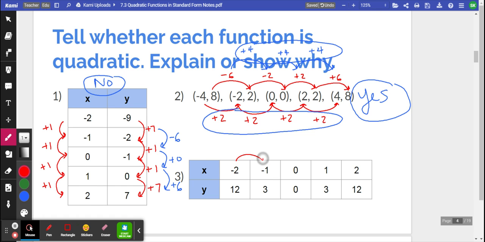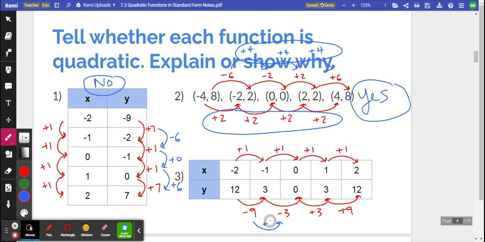For number 3, all right, the x values are going up at a constant rate of 1 every time. And then for the y values, what do I see? 12 to 3 is minus 9. Then it's minus 3, then plus 3, then plus 9. And now for the second differences, we are going up 6 here. Then we go up another 6. And then we go up another 6. So this is quadratic.